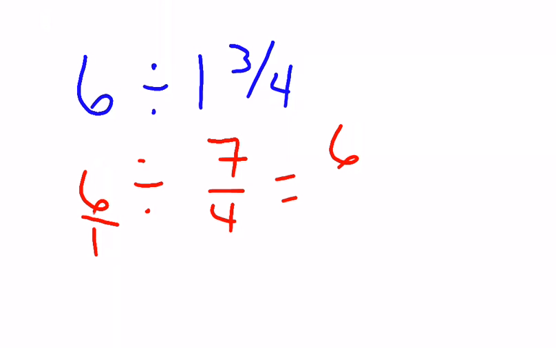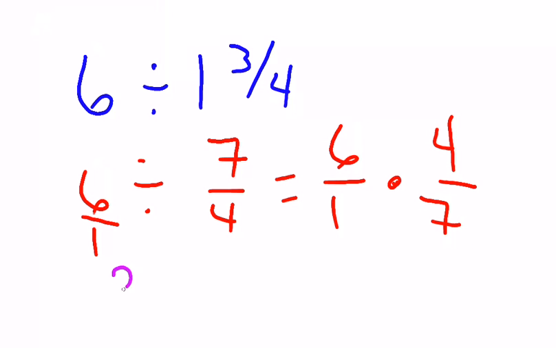So in this case, let's change that to an improper fraction. So 1 times 4 is 4, plus 3 is 7. So we have 6 divided by 7/4, and it's 6 over 1. Now with fractions, we never actually divide. We keep the first one, change it to multiply, but flip the second one on its head. And now we're at the point where we can multiply straight across.